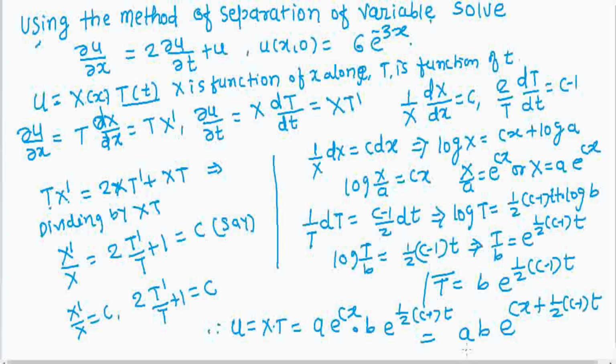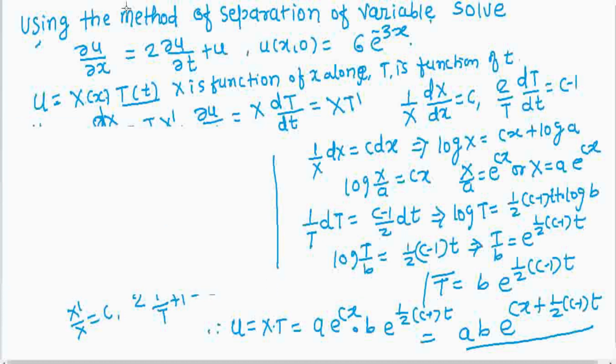This is my u. But u satisfies the initial conditions. Look at the initial condition. Now we apply the initial condition to this solution. When t equal to 0, u equal to 6 into e raised to minus 3x. So substitute t equal to 0 in the solution.